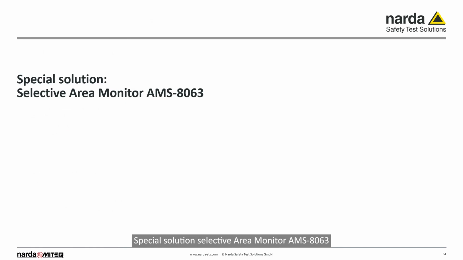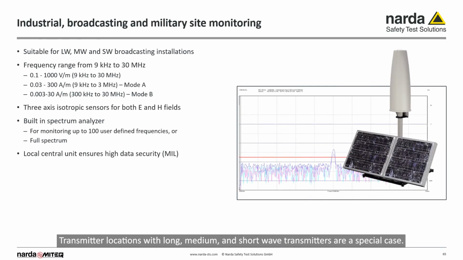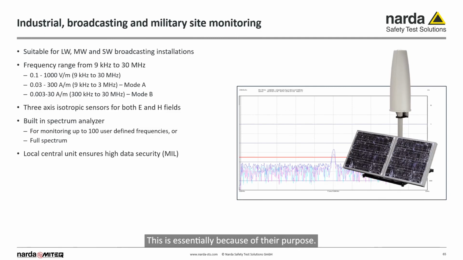The special solution: Selective Area Monitor AMS 8063. Transmitter locations with long, medium and shortwave transmitters are a special case. In contrast with the cell phone station that we find in our neighborhood, these transmitters are usually well outside urban areas and far apart. This is essential because of their purpose.